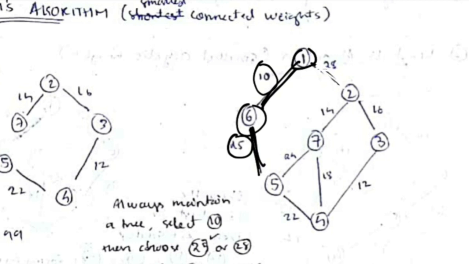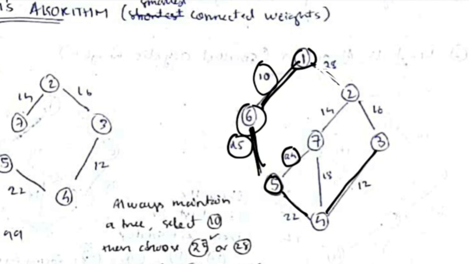Next, from 5 we have 24, then 22, and from 1 we have 28. Which is the least? It's 22. So I'll make a connection from here. Then we have 18 and 12, 24 and 28. Which is the least? 12. So at each iteration, we'll be going on with the least elements.